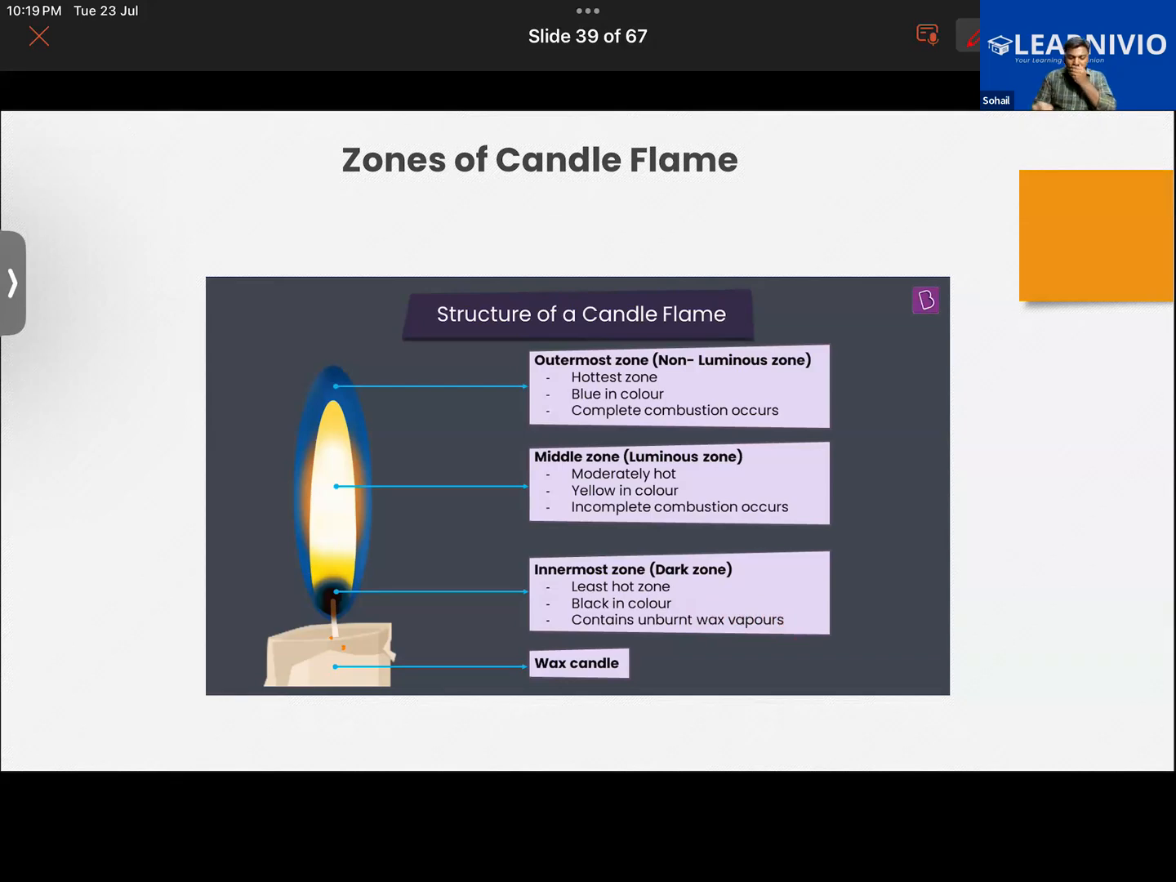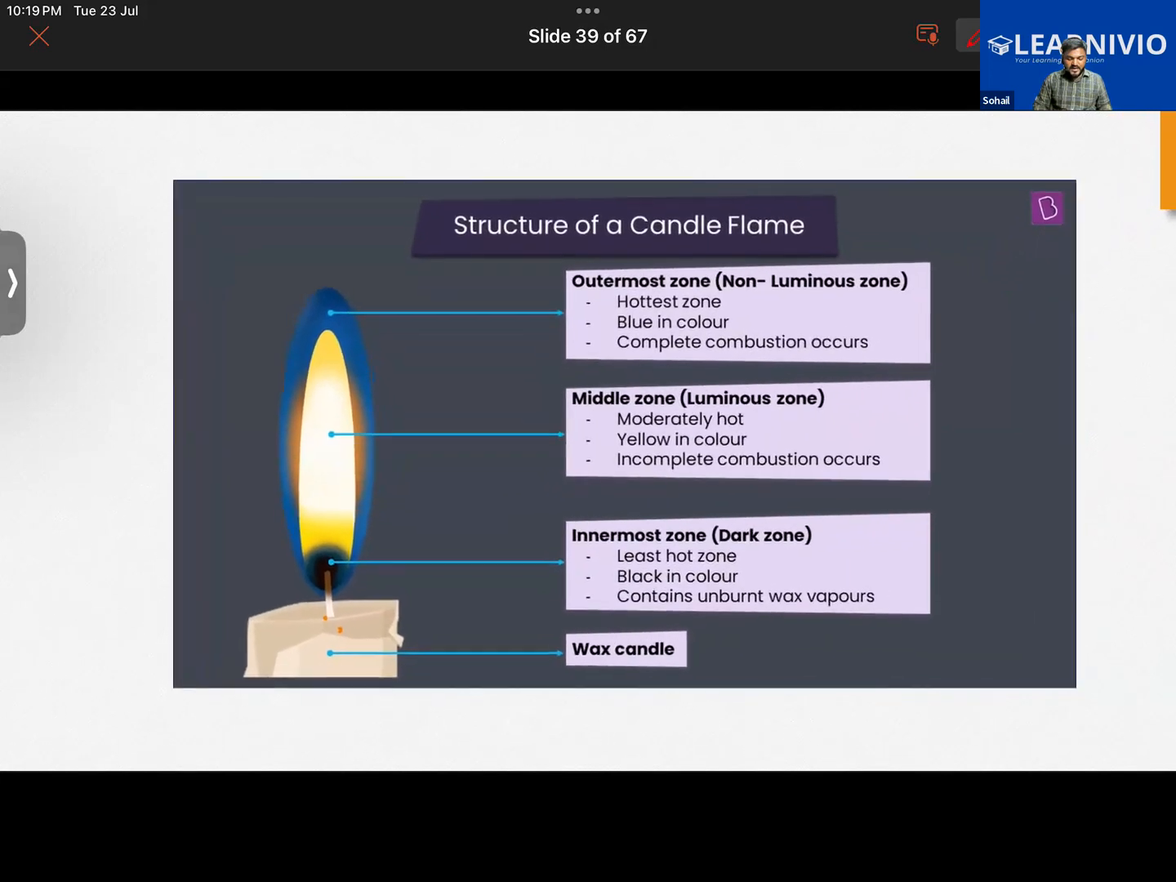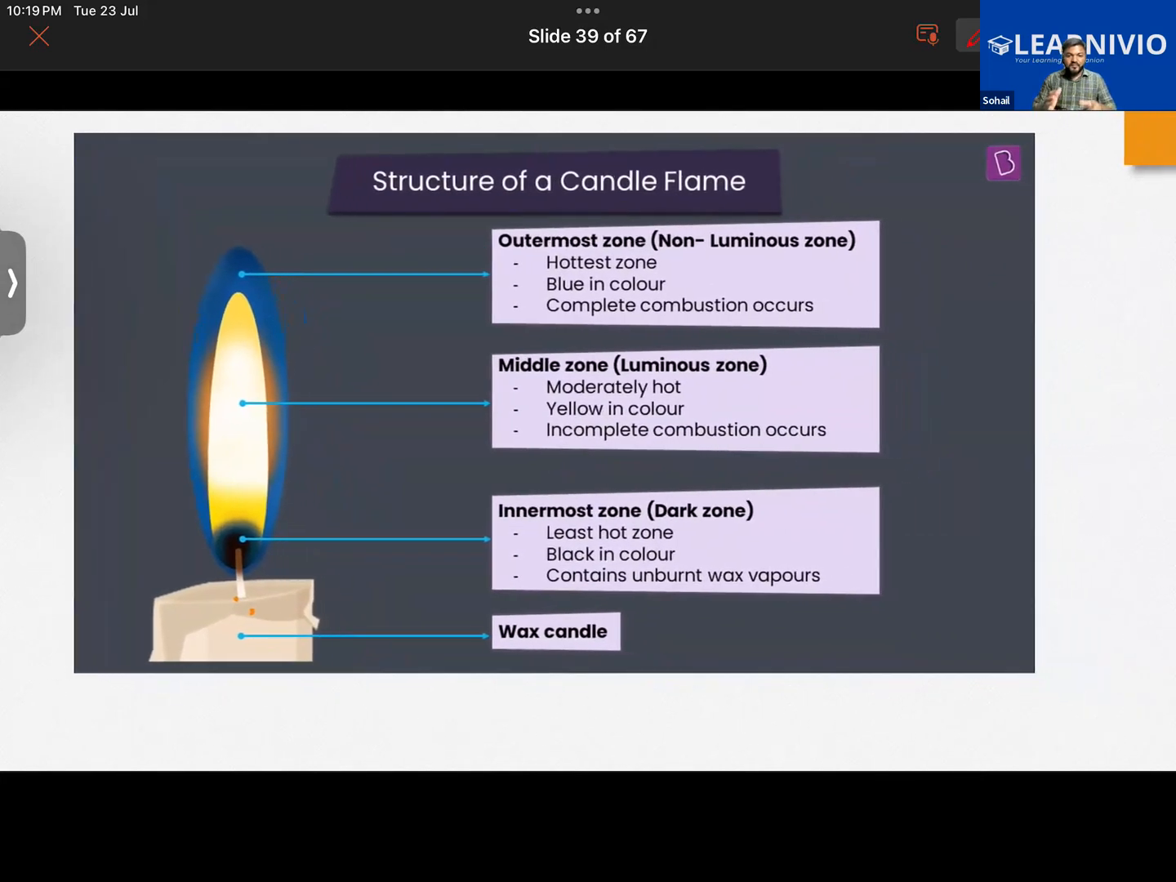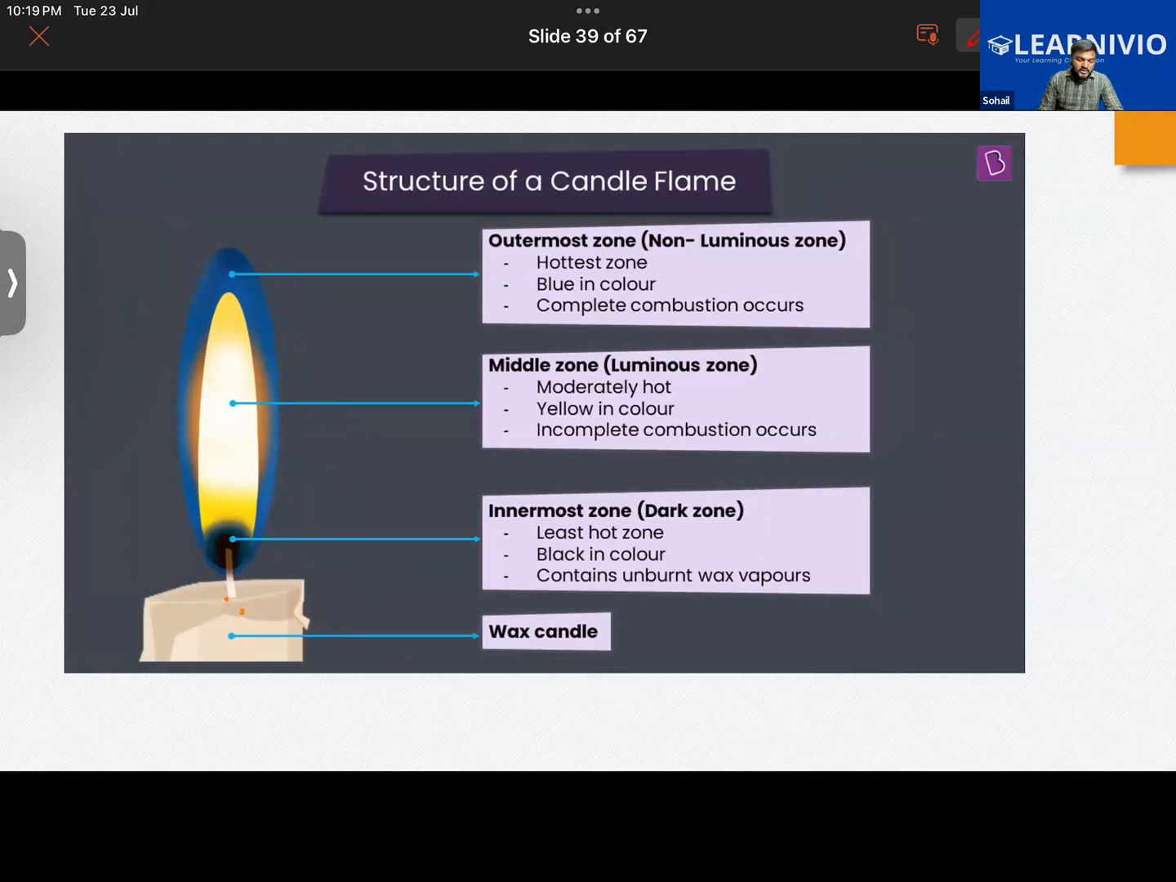So what is happening in the innermost zone of a candle flame? First of all, the wax due to heat will be converted into wax vapor. It would be vaporizing and will convert into the gaseous state, right? Now here, incomplete combustion is taking place. It is not completely burning. The reason is that it is not getting sufficient access to oxygen, sufficient contact with air.